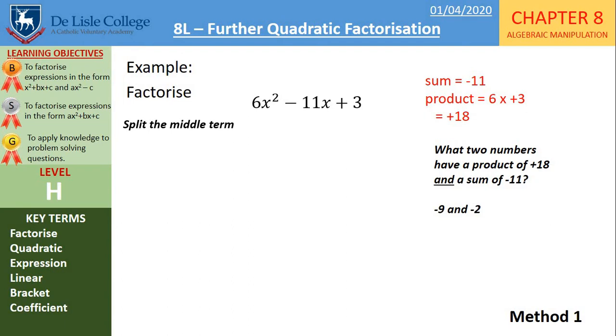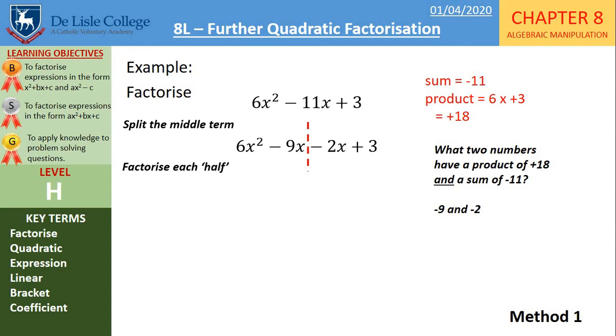So let's split the middle term. So negative 11x becomes negative 9x take away 2x. Now, it doesn't actually matter which way you do these. If you'd done negative 2x take away 9x, that will still work the same. The answer at the end will be the same. Okay, so let's split it down the middle with our dotted line and factorise each half.